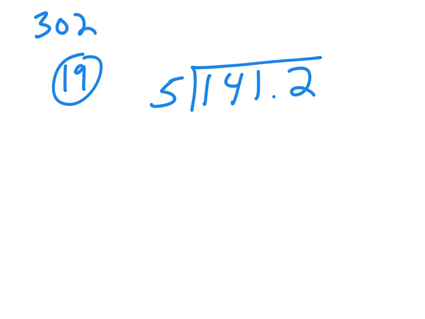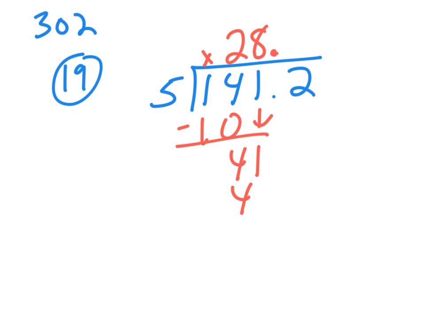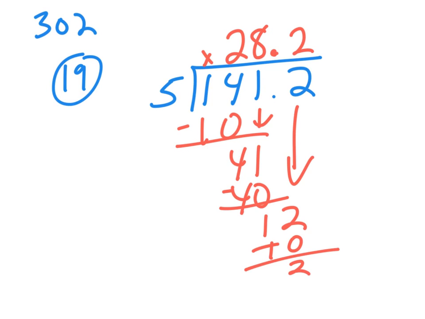All right. Let's see how this goes. Put my decimal right in my answer right away. 5 does not go into 1. 5 goes into 14 2 times. 2 times 5 is 10. Subtract. 4 minus 0 is 4. 1 minus 1 is 0. Bring down 1. 5 goes into 41 8 times. 8 times 5 is 40. Subtract, I get 1. Bring down the 2. 5 goes into 12 2 times. 2 times 5 is 10. 12 minus 10 is 2.